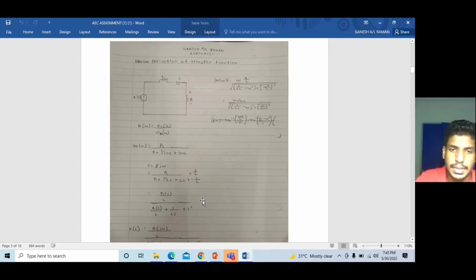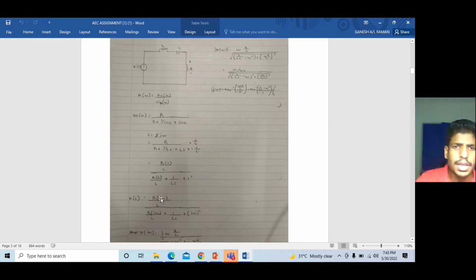Now we need to simplify the denominator. What I did was multiply by s over L. When I multiply by s over L, it becomes Rs over L divided by s squared plus Rs over L plus 1 over LC. Then we replace s again with j omega, so H(s) equals R j omega over L divided by R j omega over L plus 1 over LC plus j omega squared.